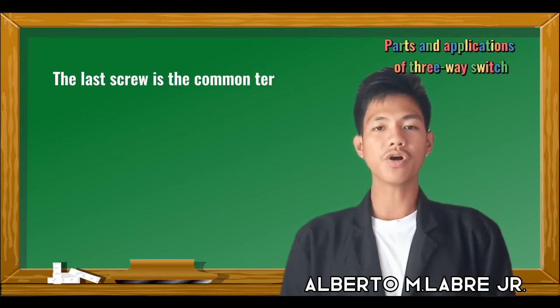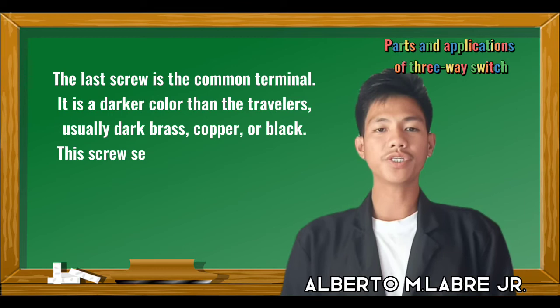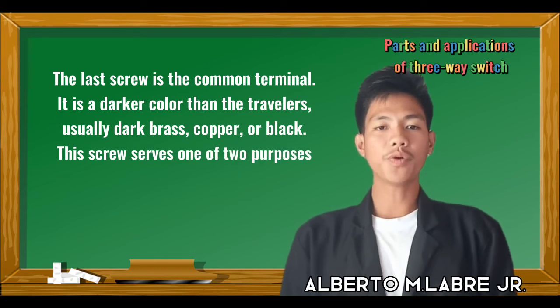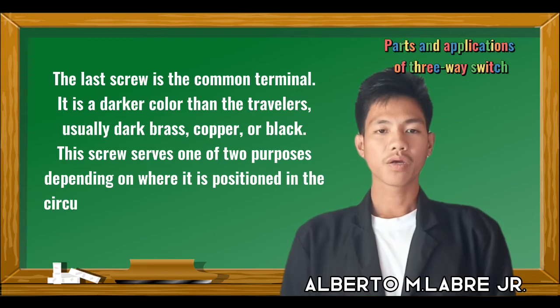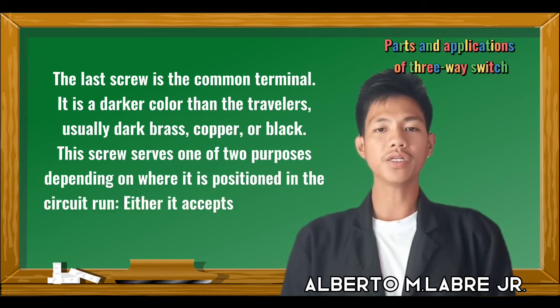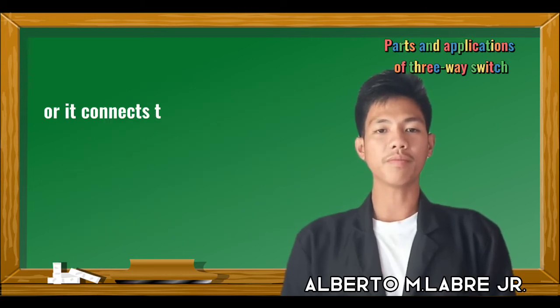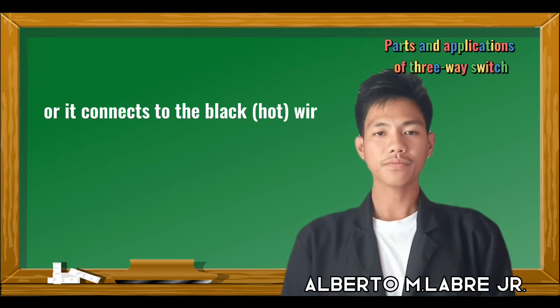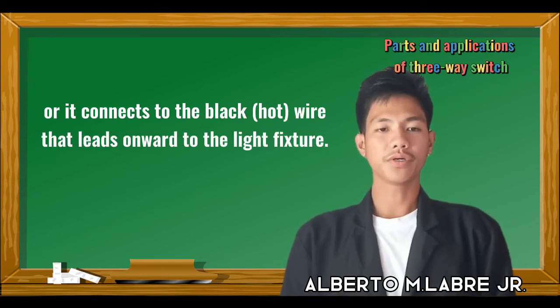The last screw is the common terminal. It is a darker color than the travelers, usually dark brass, copper, or black. This screw serves one of two purposes depending on where it is positioned in the circuit run. Either it accepts the incoming black or hot wire from the power source, or it's connected to the black or hot wire that leads onward to the light fixture.